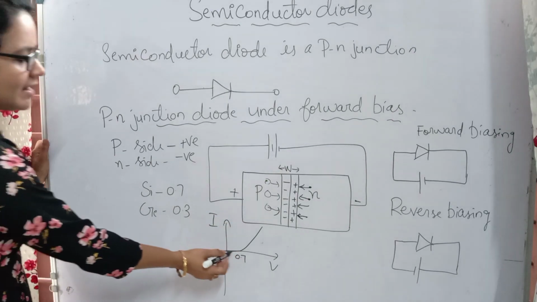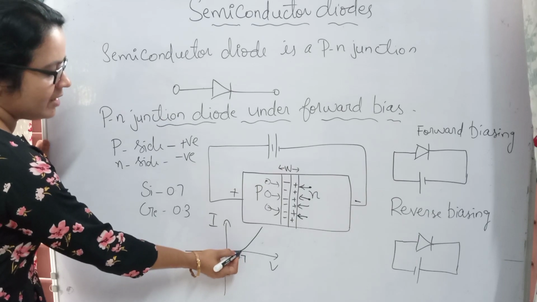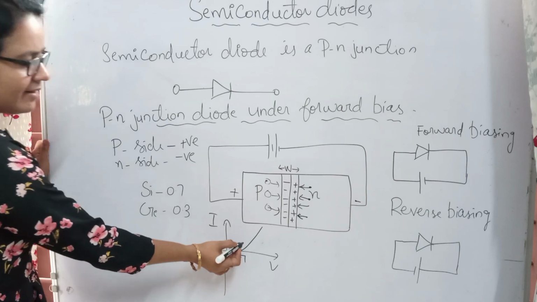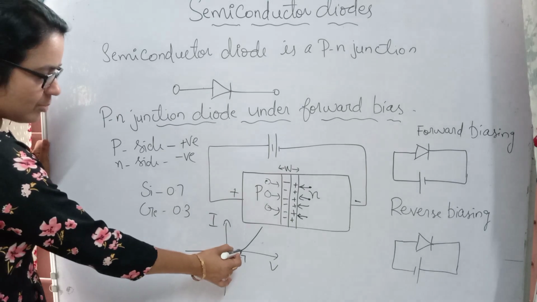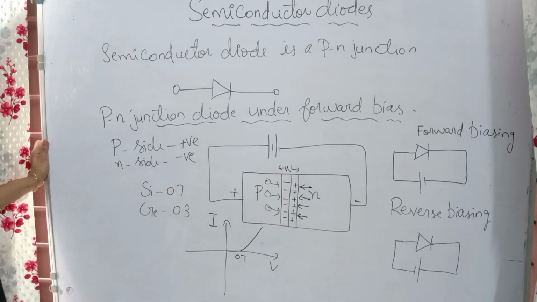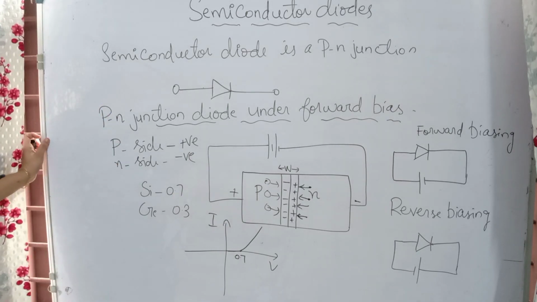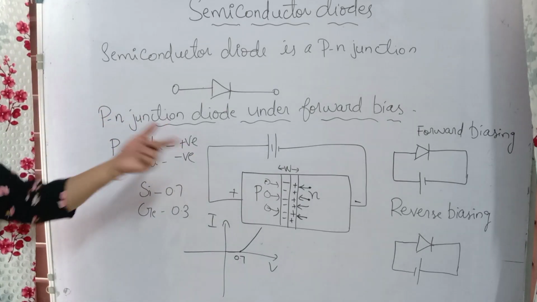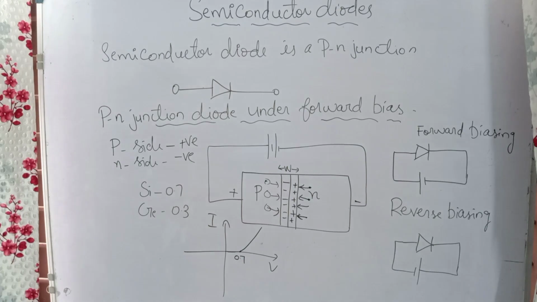Just to understand, till 0.7 volt there will be no current in this circuit, and after 0.7 we can see an increase in current. So this is the shape of the graph, and that is the case of forward biasing. Now we can see how we can connect in reverse bias.